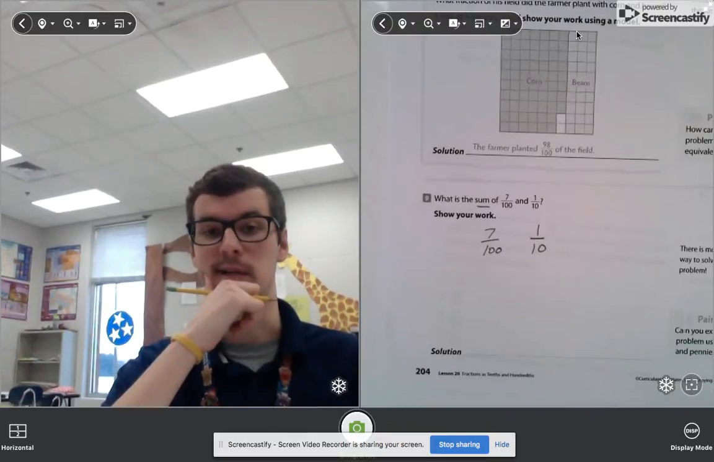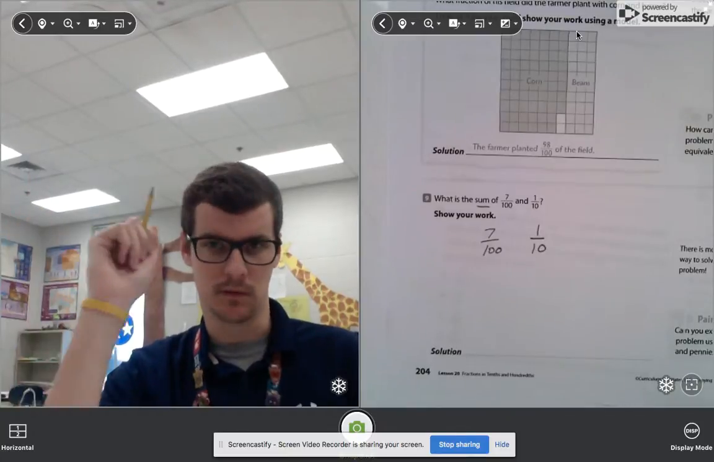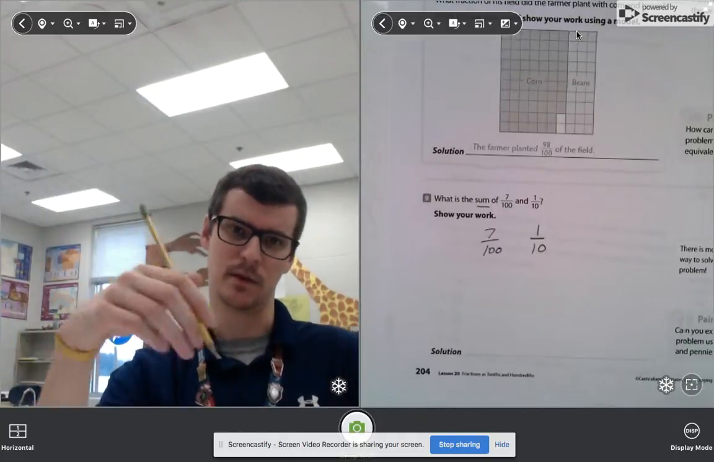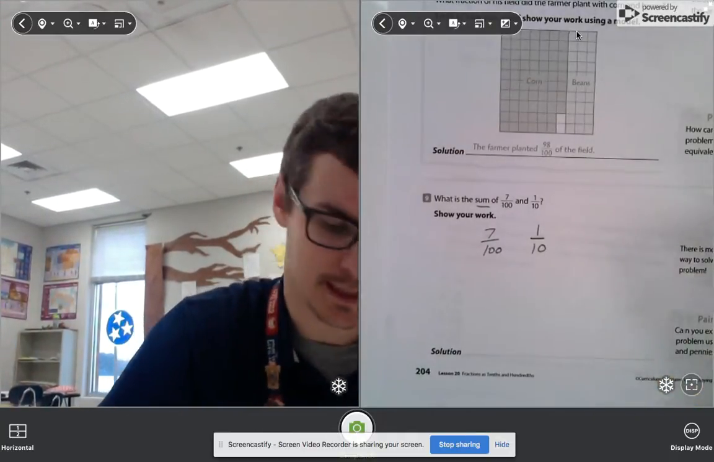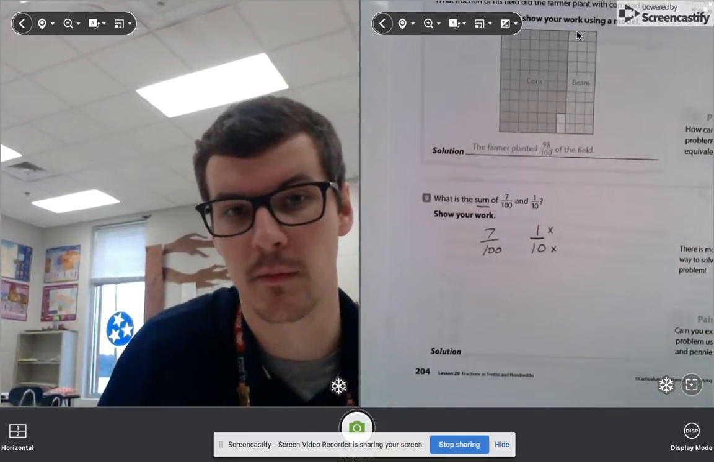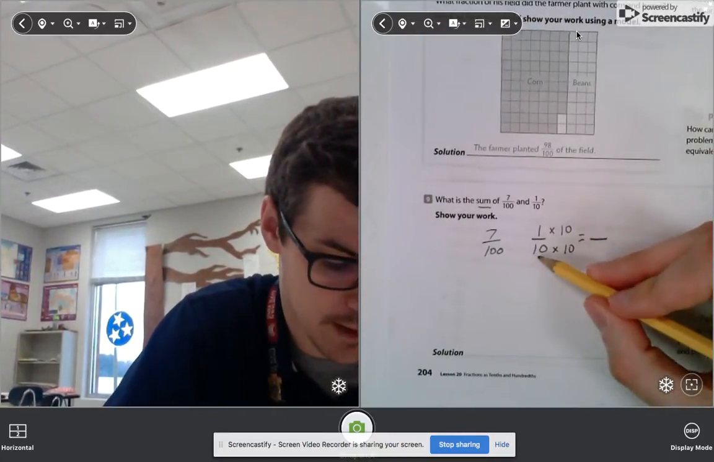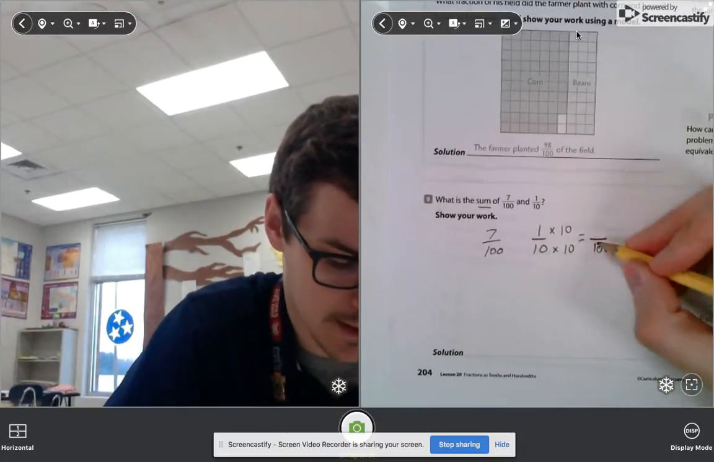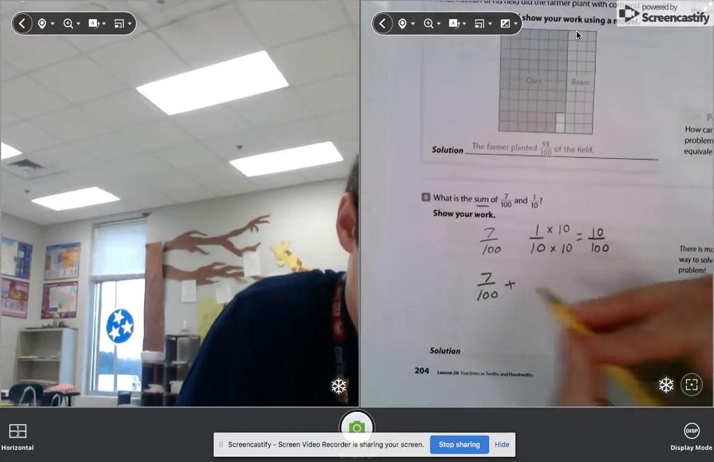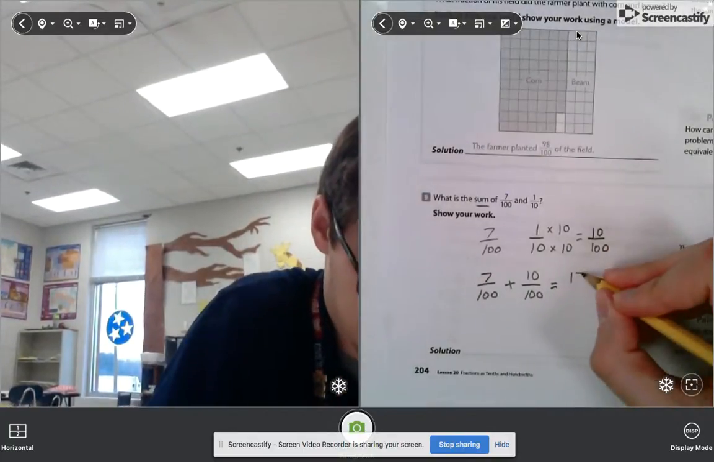So we have to ask ourselves, is it going to be easier for us to turn 7 hundredths into a tenths equivalency or 1/10 into a hundredths equivalency? In this case, it's going to be a lot easier manipulating this 1/10. If I multiply both the numerator and the denominator by 10, I'm going to get a denominator of 100, because 10 times 10 is 100 and 1 times 10 is 10. So I have 7 over 100 plus 10 over 100, and that's going to be simply 17 over 100.